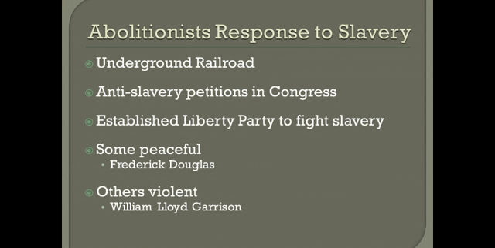Now, let's talk about abolitionism, the responses to slavery. So abolitionists had the Underground Railroad. They barraged Congress with a bunch of anti-slavery petitions. They established the Liberty Party to fight it. And we had some peaceful abolitionists, like Frederick Douglass. But we had other very violent abolitionists. William Lloyd Garrison is an example of that.